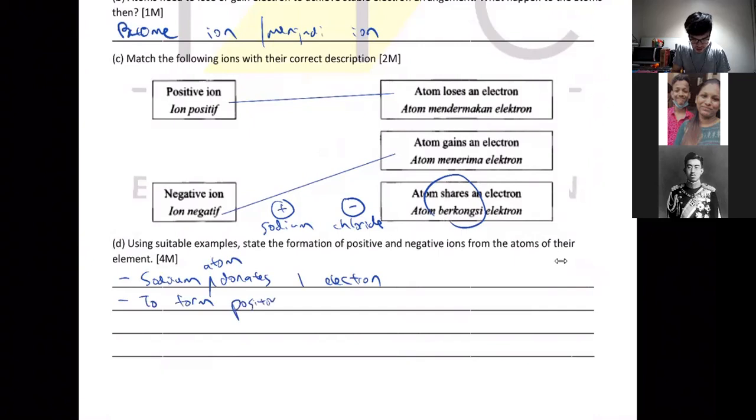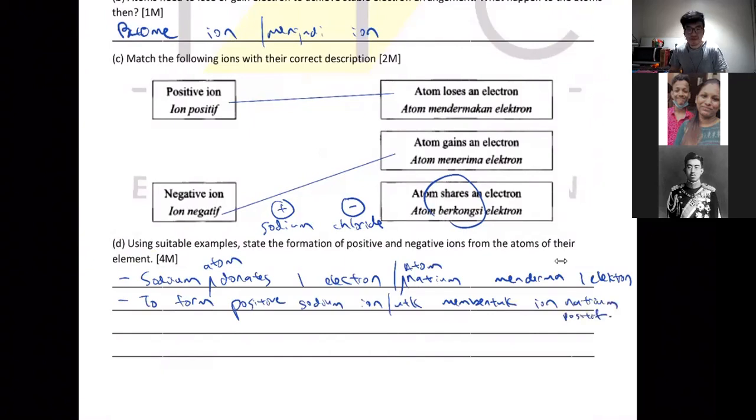positive sodium ion. Okay, so atom natrium menderma 1 elektron untuk membentuk ion natrium positif. Okay, so that's your 2 marks.